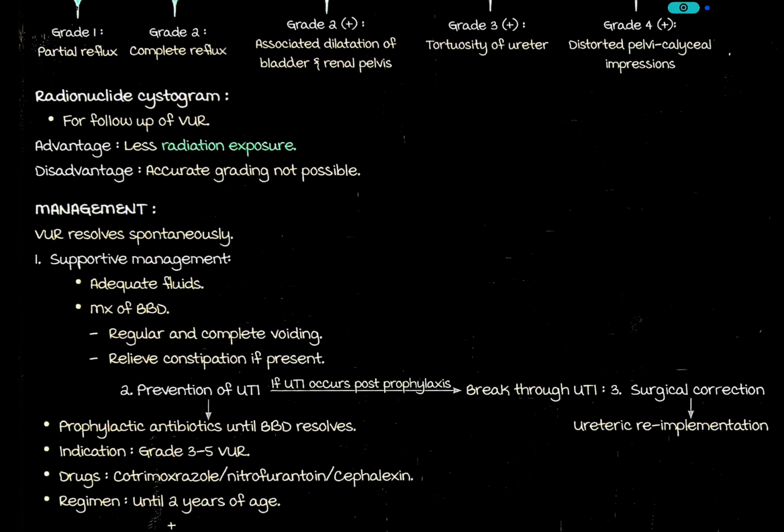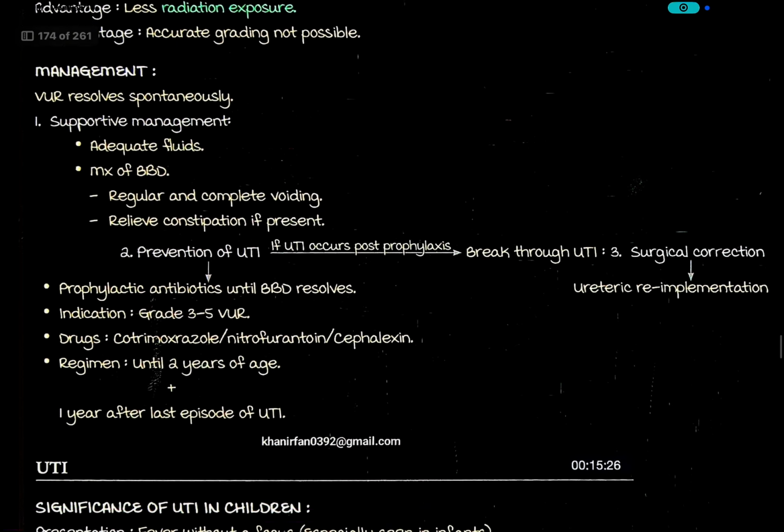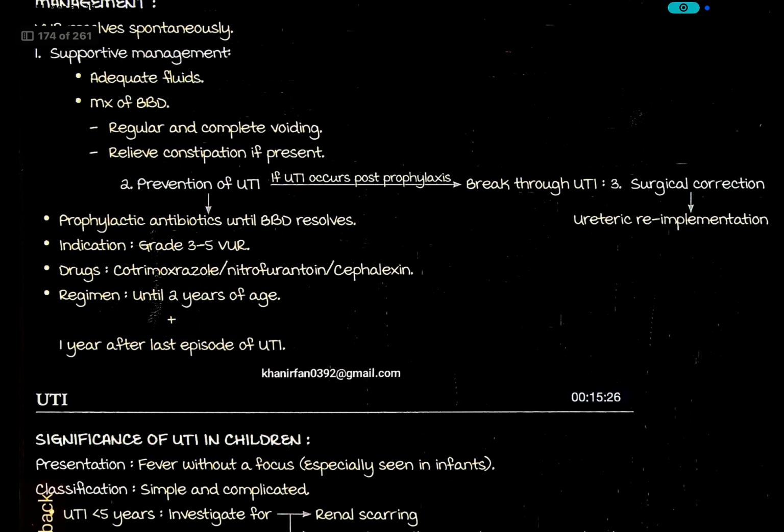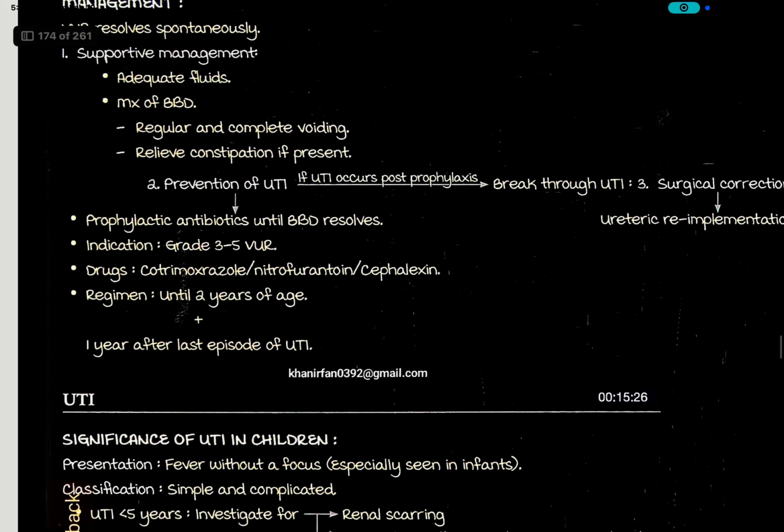Drugs: cotrimoxazole, nitrofurantoin, and cephalexin. Which drugs do you use for prophylaxis? Cotrimoxazole, nitrofurantoin, and cephalexin. Regimen: until 2 years of age and 1 year after the last episode of UTI.